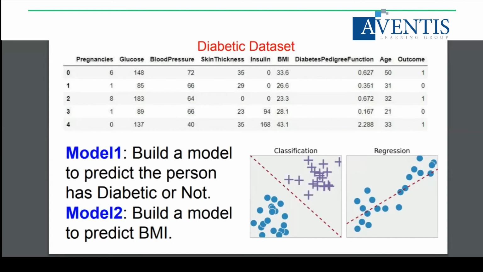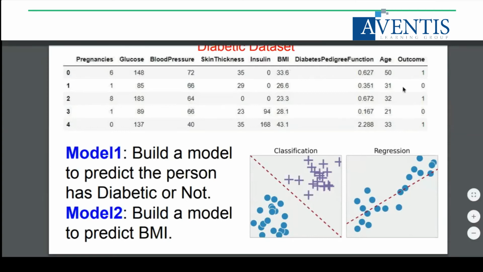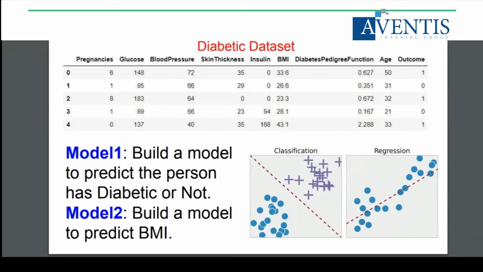Okay, so now based on this data set, one can ask different questions. For example, I am interested in building a model which can predict whether the person has diabetes or not. So my question is, I want to predict whether the person has diabetes or not. So this outcome is basically my level. And how many values are possible? Either 1 or 0. So only 2 possibilities are there.